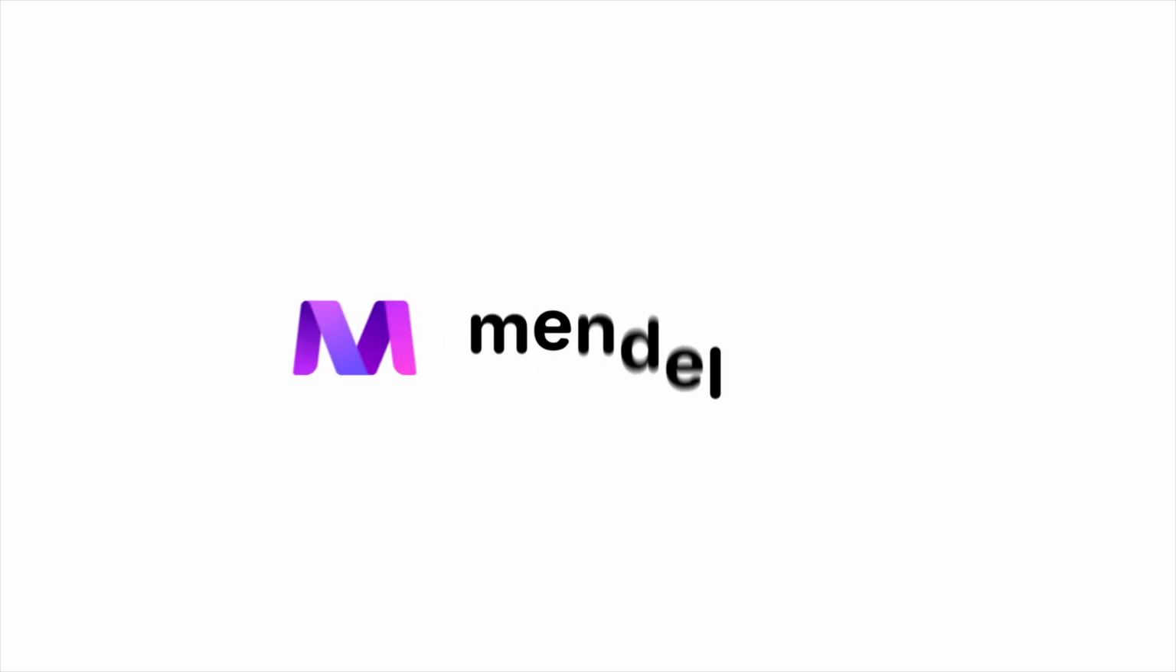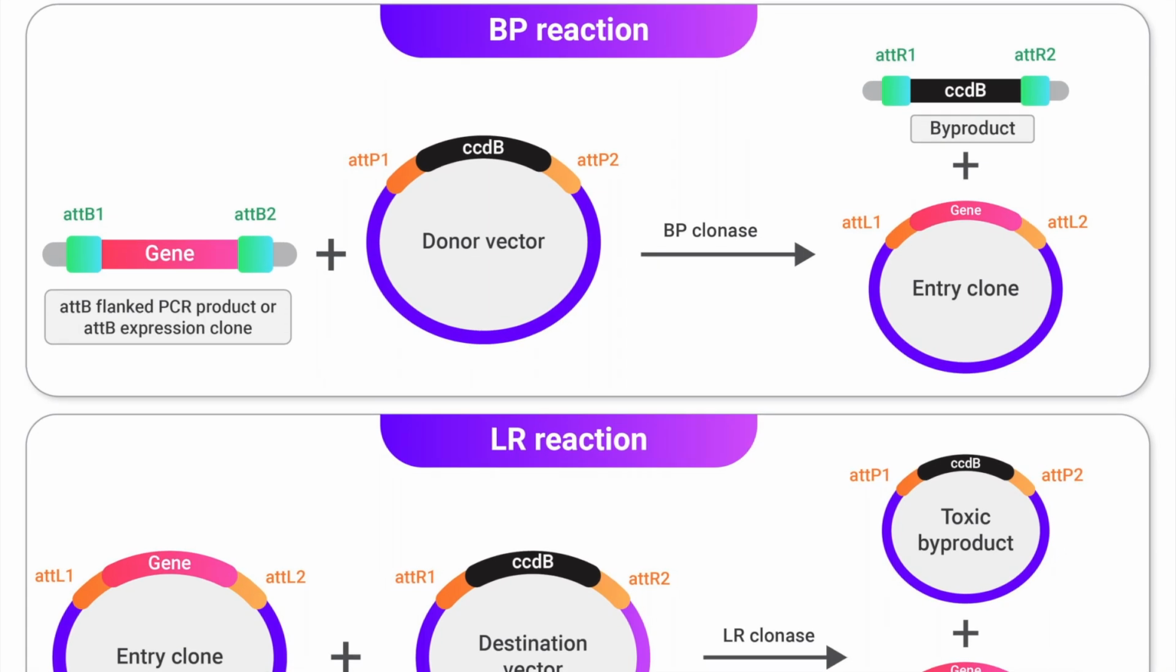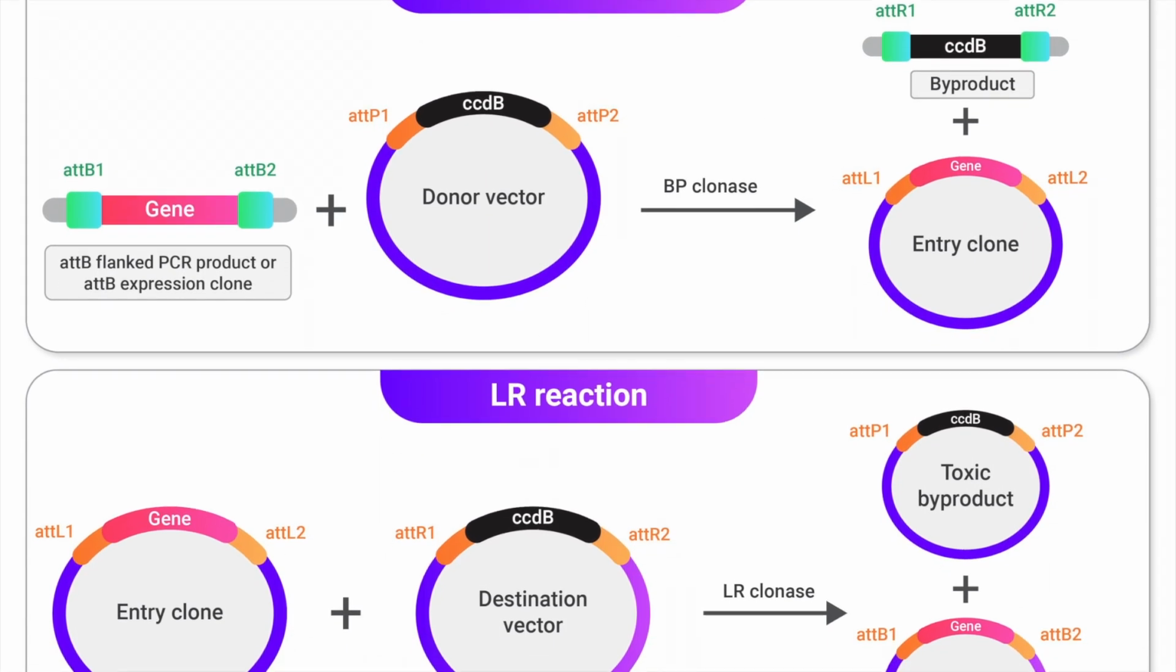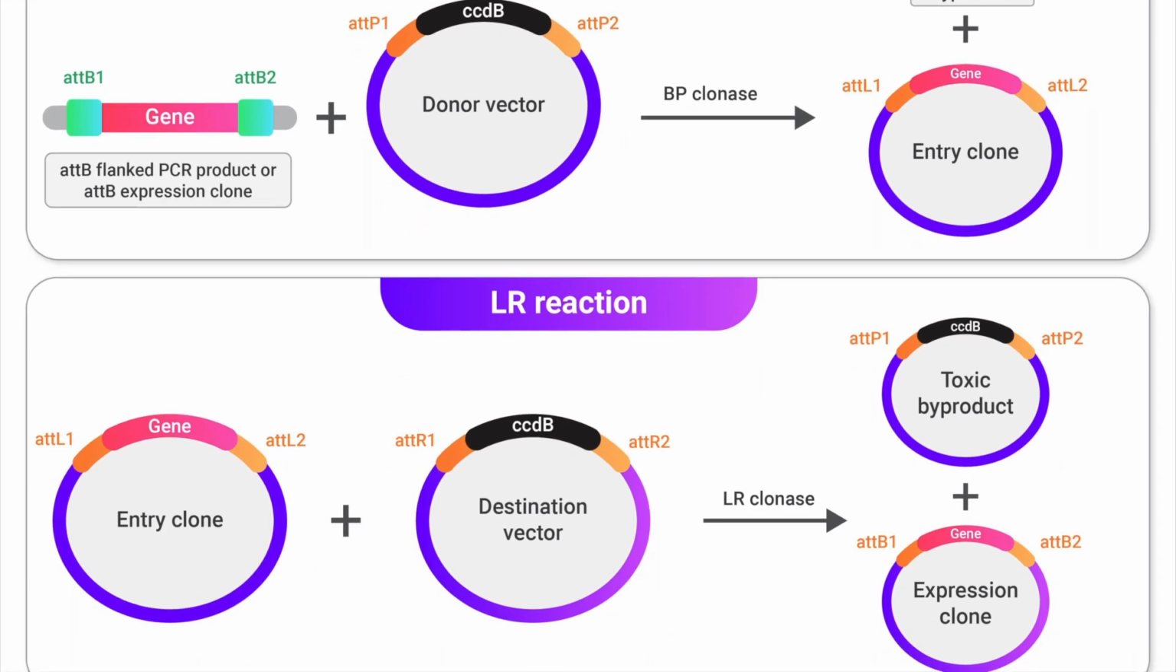In this video, we will show you how to simulate gateway cloning with a single fragment on Mendelgen. Gateway cloning takes place through two recombination reactions, the BP reaction and the LR reaction.